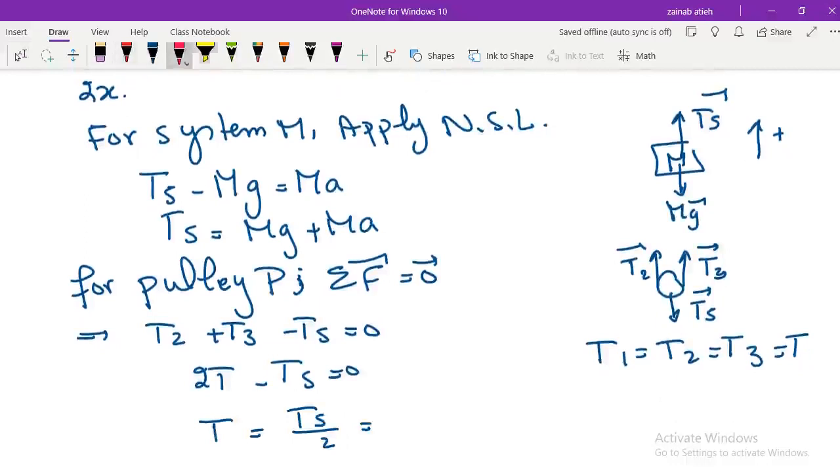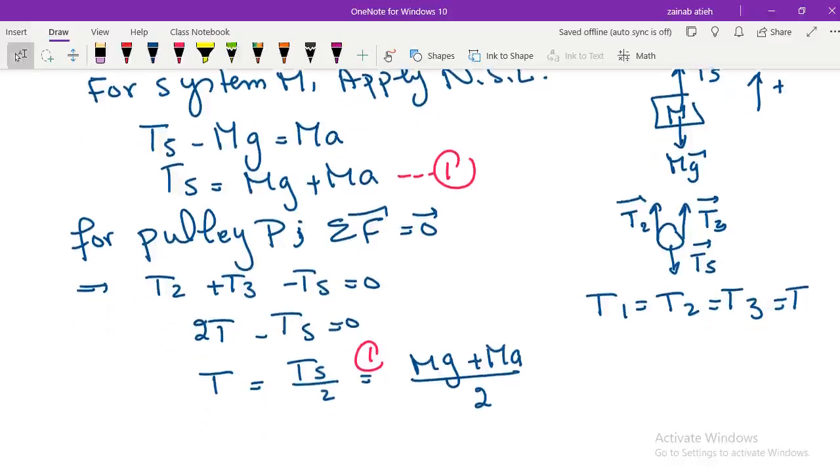This is equation 1. I will use equation 1 to get mg plus ma over 2. This is the tension. هلا شو عم بعمل أنا؟ عم حاول use the information إنه حاول أربطهم ببعض كرمال أخلص من التنشن وآخر شيء لاقي الأكسلريشن.